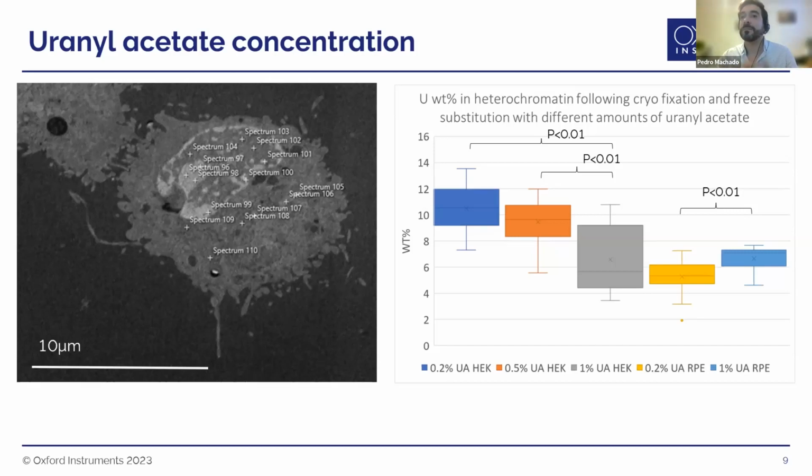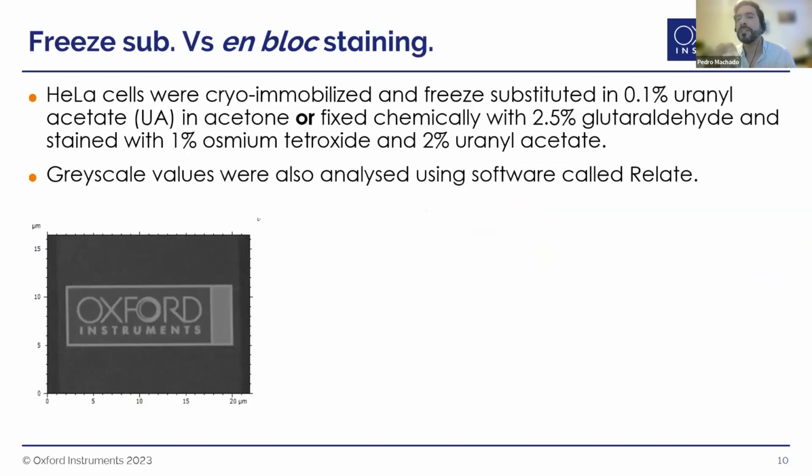So probably increasing your UA concentration when you're doing free sub will not give you anything extra in terms of contrast. So it's really difficult to appreciate what's going on. The next step that we tried was, can it be that it will make sense if we actually compare the UA in the free sub versus the UA that has been used in block stain on a chem-fixed sample? And here we tried to keep the conditions a little bit more conserved.